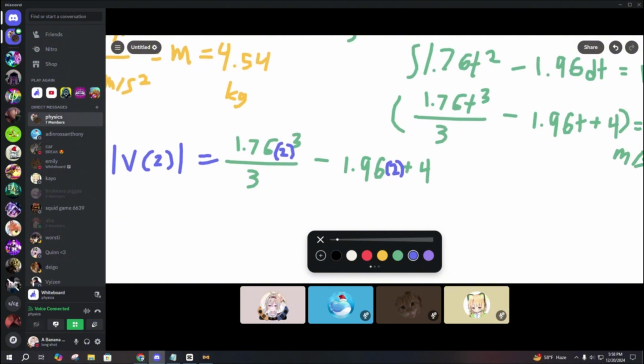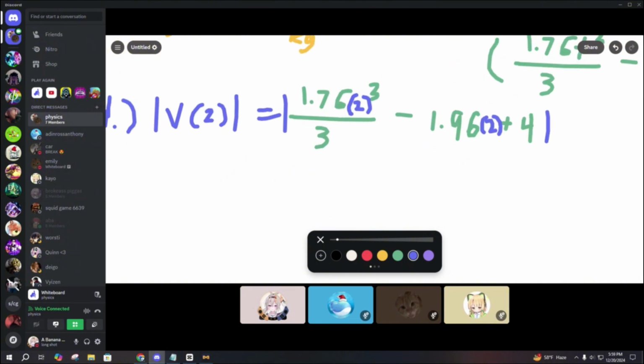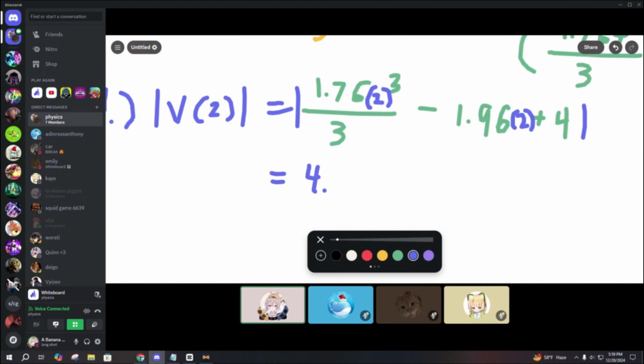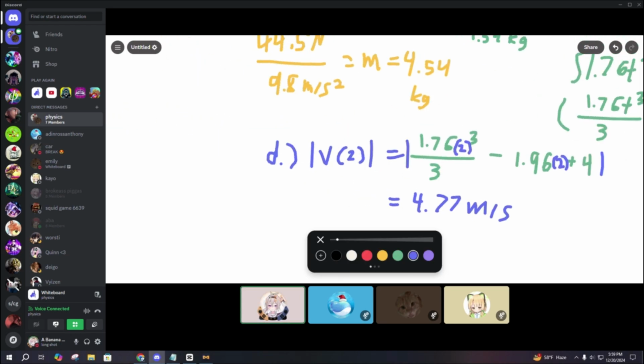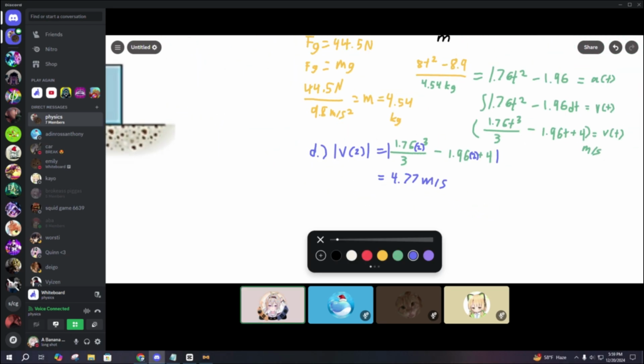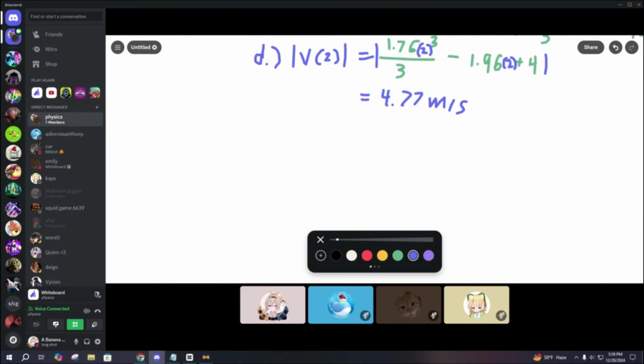Right? And then this is also going to be the magnitude of whatever this inner solution is. So let's solve for that. And that's going to get me 4.77 meters per second. And that's the magnitude of the instantaneous velocity at 2. Oh, that's so E.